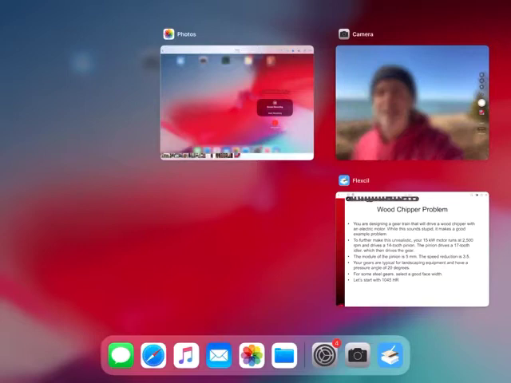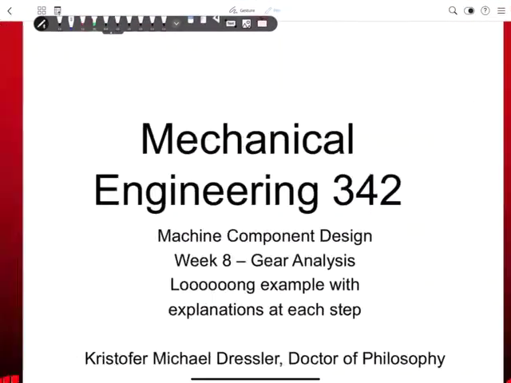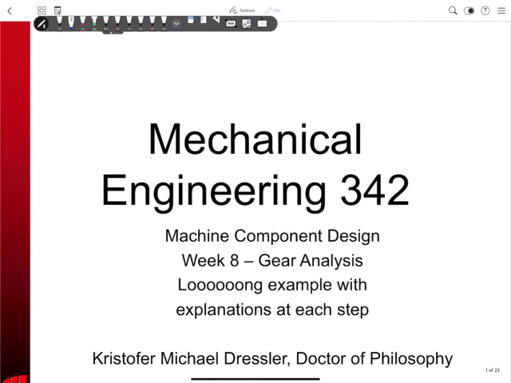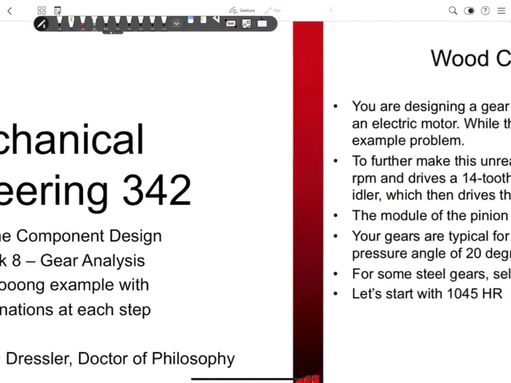So let's go to our slides here. Mechanical Engineering 342, Machine Component Design. Week eight, gears and errors. Long example with explanations at each step. Christopher Michael Dressler, Doctor of Philosophy. Now, I normally wouldn't write something so pretentious on the front slide, but I'm trying to make this as long as I can because it's just going to be long. We might have to break it into a few videos.